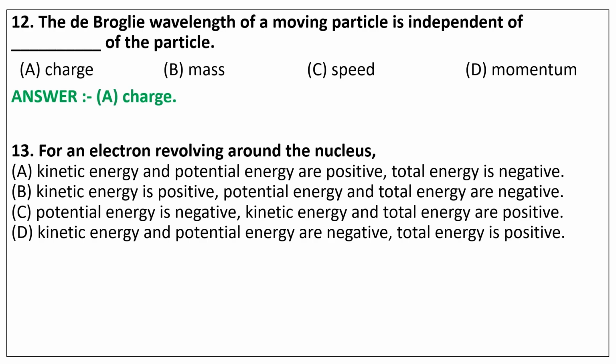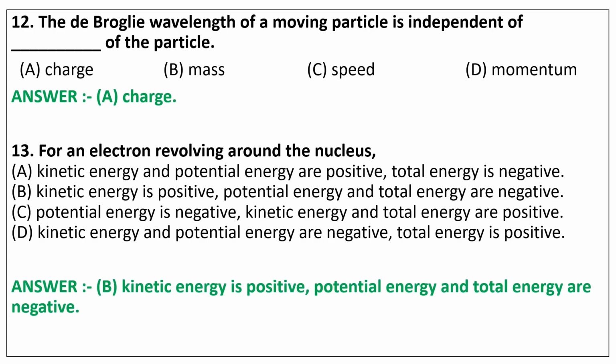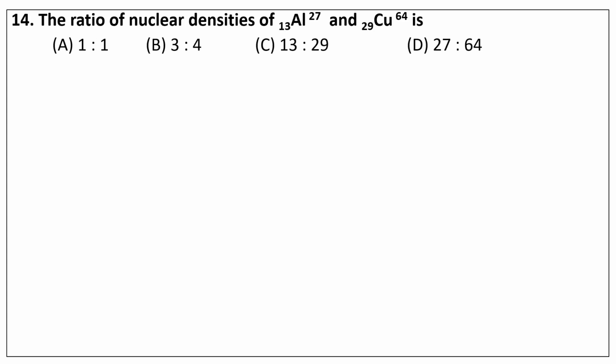13. For an electron revolving around the nucleus, A. Kinetic energy and potential energy are positive, total energy is negative. B. Kinetic energy is positive, potential energy and total energy are negative. C. Potential energy is negative, kinetic energy and total energy are positive. D. Kinetic energy and potential energy are negative, total energy is positive. Answer. B. Kinetic energy is positive, potential energy and total energy are negative.